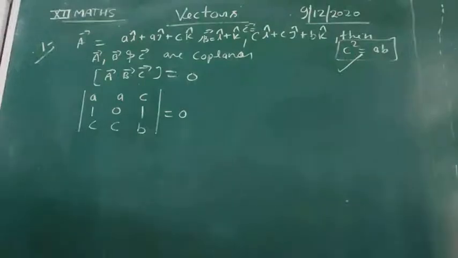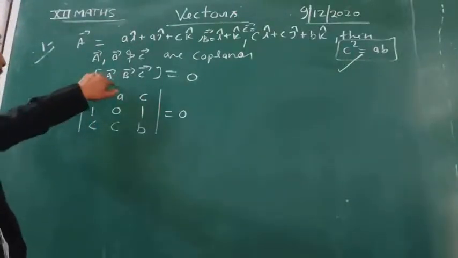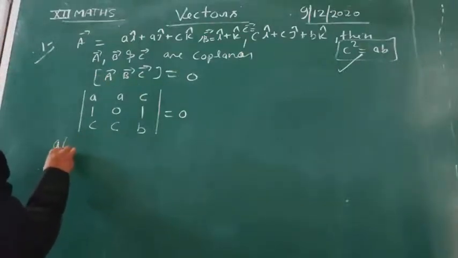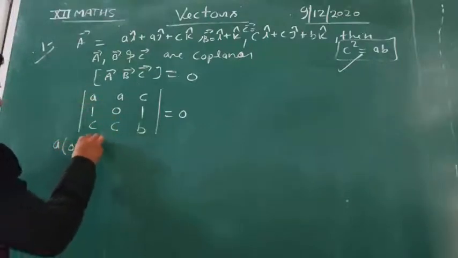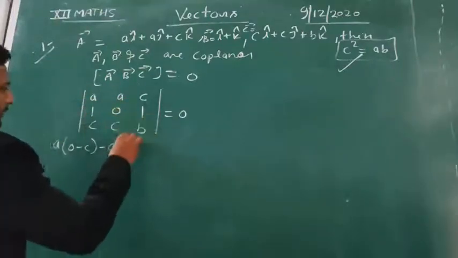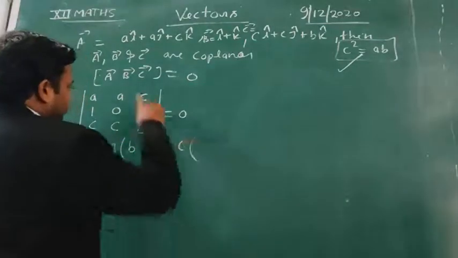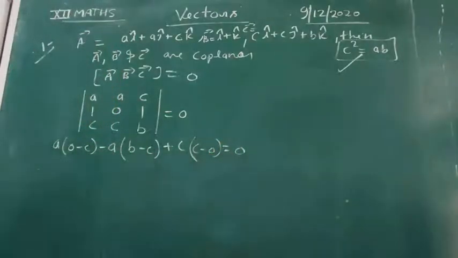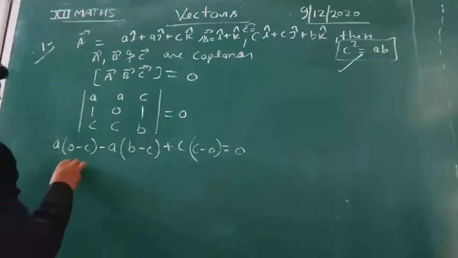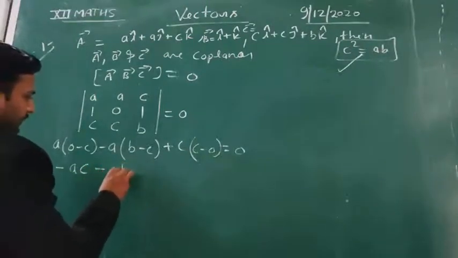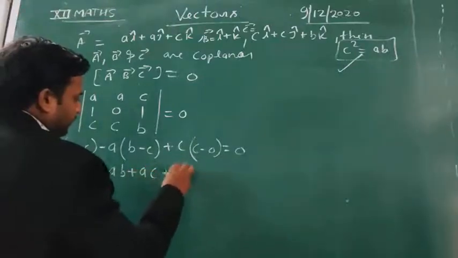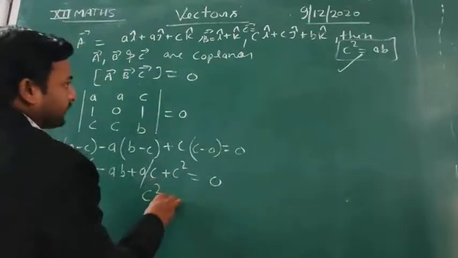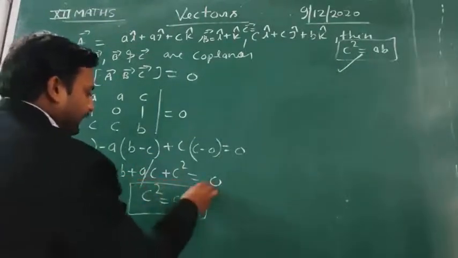So the condition of coplanar is what? ABC is equal to 0. Now we will solve this determinant. This will be 0 minus c and minus a, this will be b minus c, and this c will be c minus 0, which is equal to 0. We know how to expand a determinant. So we write minus ac minus ab plus ac plus c square is equal to 0. The ac and ac will cancel. This c square is equal to ab, which we had to prove.